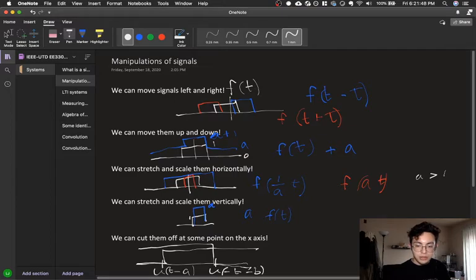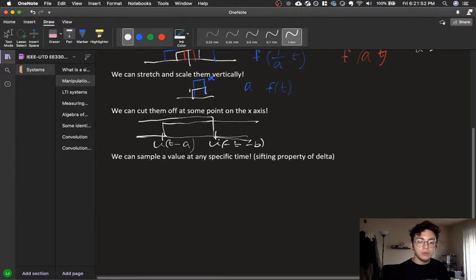Right, so we got that. So that's all great. And another thing that we can do is we can sample a specific value of any signal that we have with the delta function. So the delta function is just the signal. It's a distribution technically, but it's not something that is covered very thoroughly in this course.